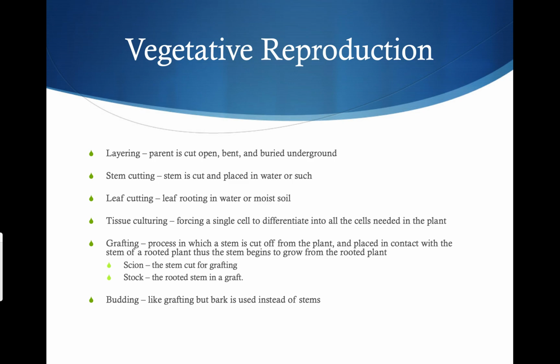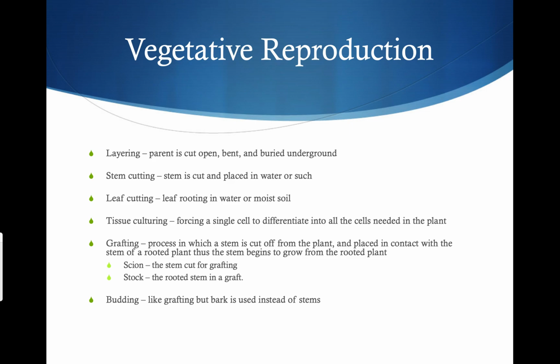Okay, so here are some vegetative reproduction examples. For example, layering. The parent is cut open, bent, and buried underground. Okay, so you have another plant that grows and has roots that grow down from the same plant. Okay, stem cutting. The stem is cut and placed in water or such. Maybe with other succulents, you can cut a piece of the stem, put it in a glass of water, and you can actually see the roots grow. Okay, we've done this many times. It works. Not every plant can do this, but certain plants can.